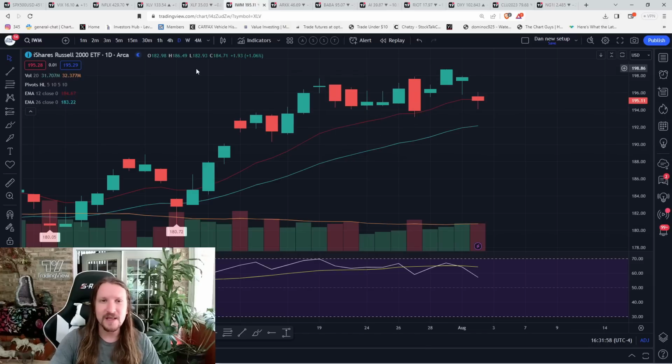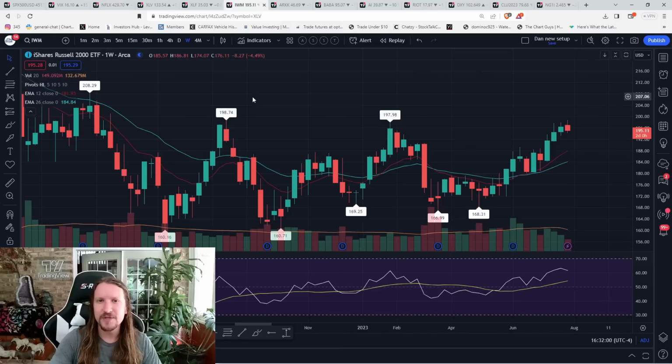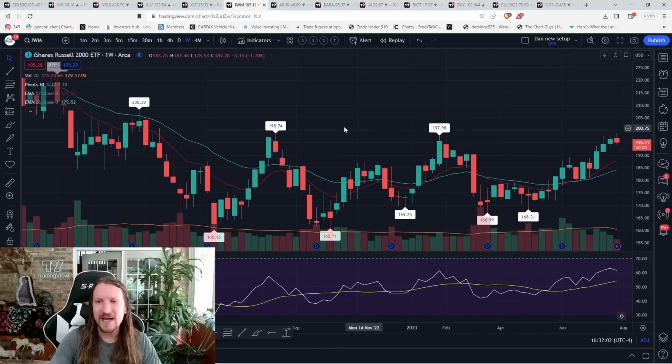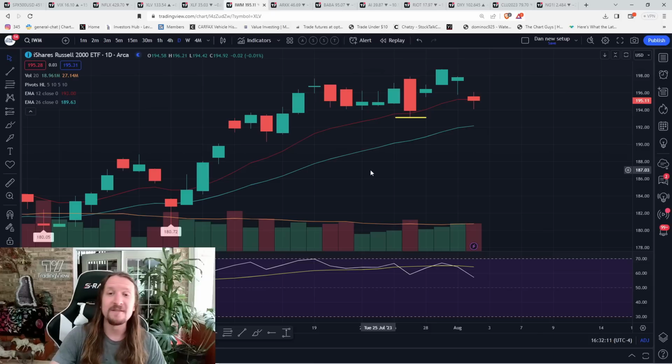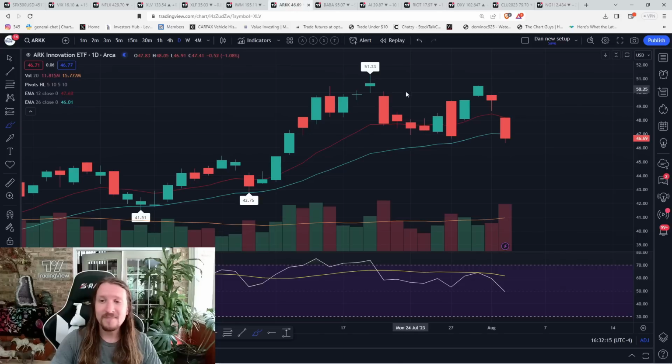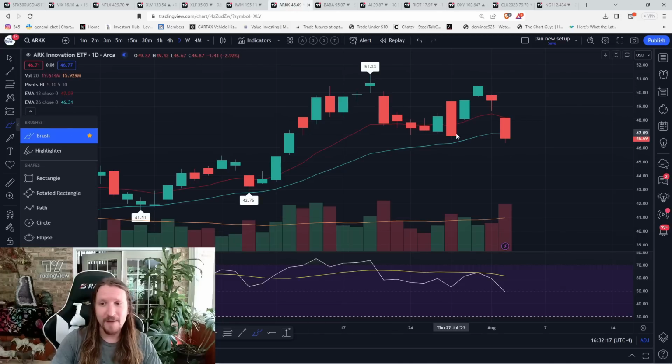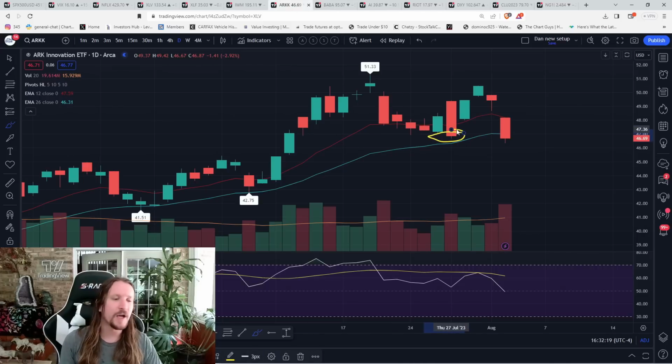IWM still struggling at this long-term 198 double top, 198, 199, but still a daily uptrend. Bears need to take out 193.18 to lose the daily uptrend and have that be a more convincing rejection from that longer-term resistance.